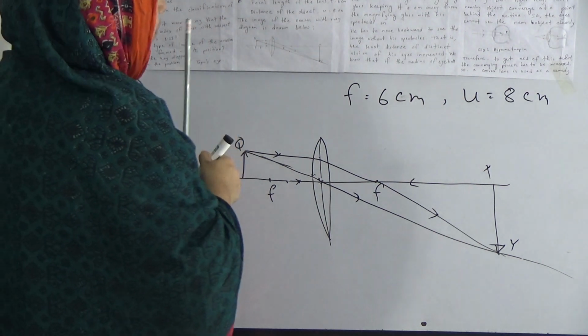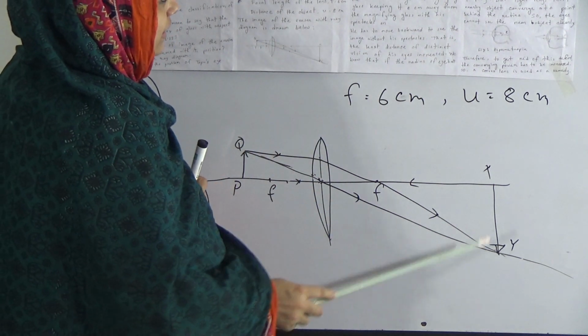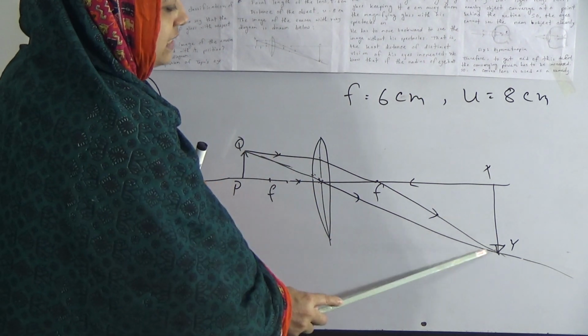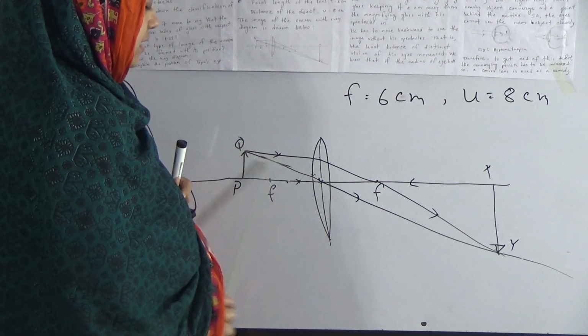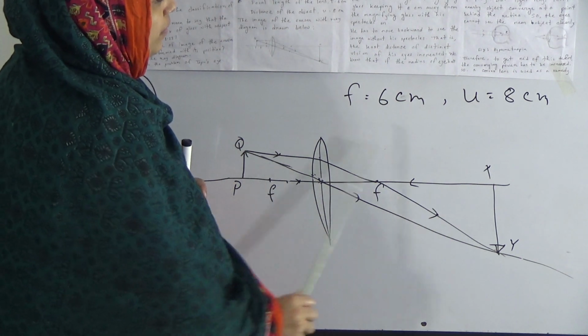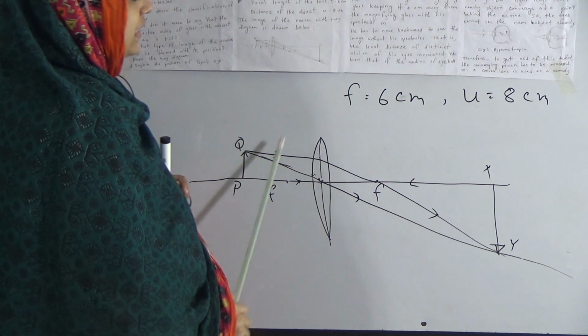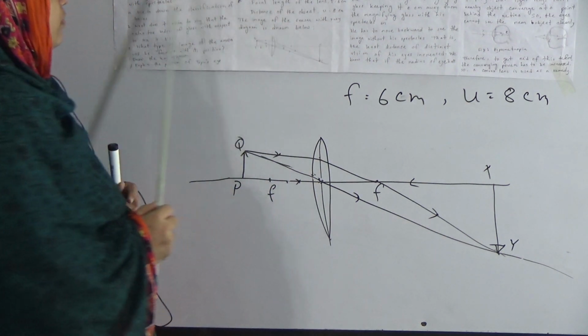My dear students, I hope all of you have understood, and from this diagram we can see that the characteristics of the image are: this image is real, inverted and magnified. Okay, this image is inverted and magnified, and the image is formed on the opposite side of the lens in which the object lies. Okay, my dear students, I hope all of you have understood question number C. Now come to question number D.